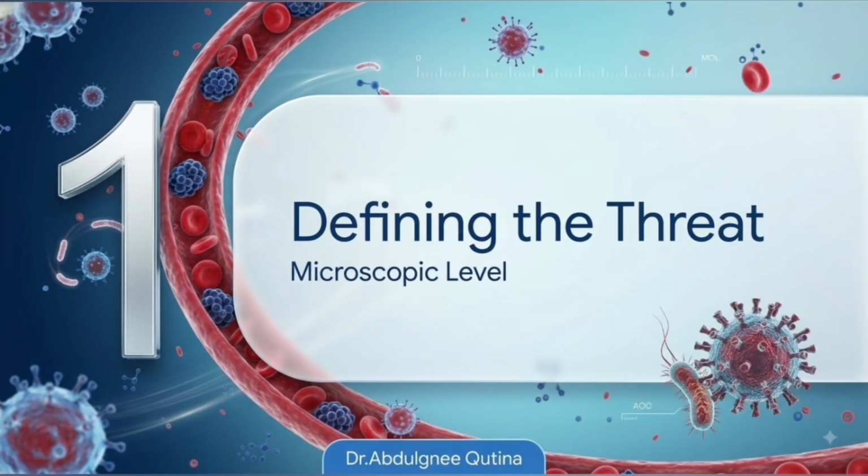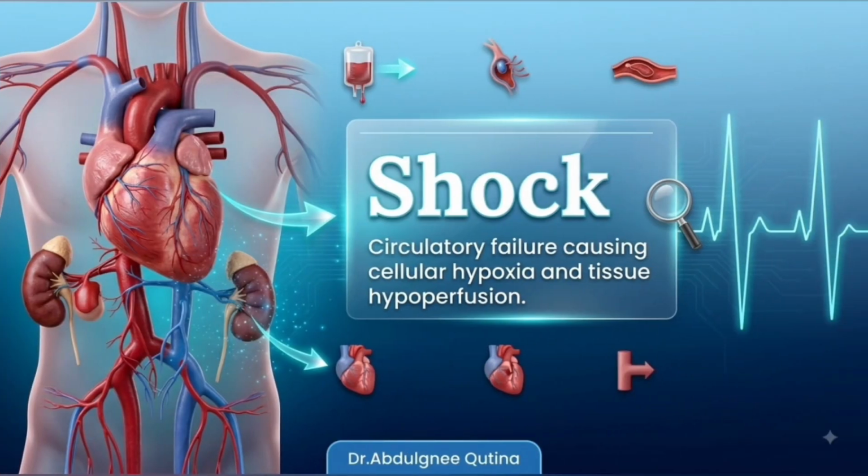Okay, Section 1. Defining the threat. Let's dive into this, because we need to correct the single most dangerous misconception in critical care right out of the gate. Shock is a life-threatening state of circulatory failure leading to cellular and tissue hypoxia. The absolute core axiom here: shock is tissue hypoperfusion. It is not just hypotension. You can absolutely have normal blood pressure and still be in shock.